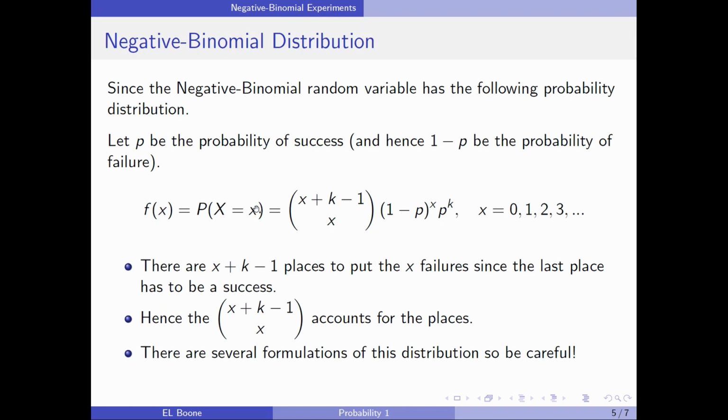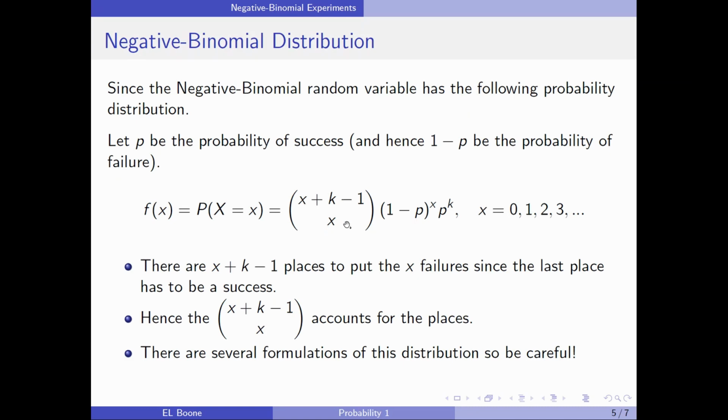So our density is the probability X equals little x. Well, there's going to be X failures, and there's going to be exactly K successes. So this part here makes sense. P to the K. There's K successes. They're independent. We can multiply them together. There are X failures. 1 minus P is the probability of a failure. Since there's X of them and they're independent, we can do 1 minus P to the X.